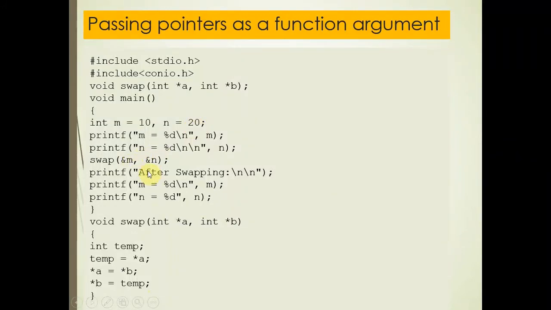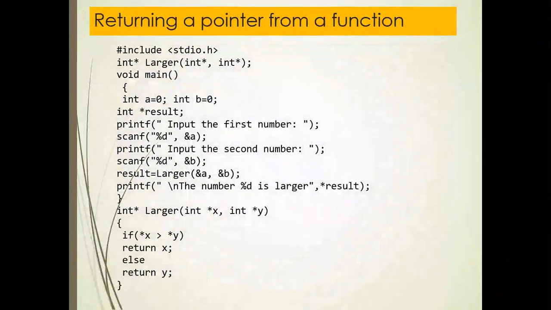So in this case, after swapping, what will be printed? Here m equals 10 and n equals 20, so a equals 10 and b equals 20. But after exchanging, after swapping, the output will be a equals 20 and b equals 10. You have printed here m and n, so m equals 20 and n will be 10 after swapping the values.